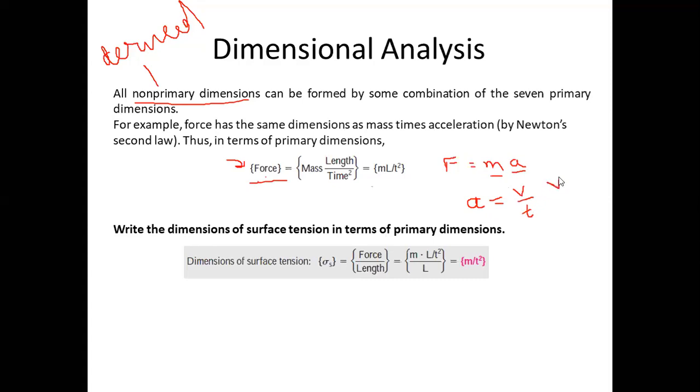So what is velocity? Velocity is length by time. Now I can write velocity in fundamental units. Velocity is derived from length and time. So acceleration will be, I can put velocity as L by T, and at the denominator is time, so time is also capital T. So acceleration is L by T square.